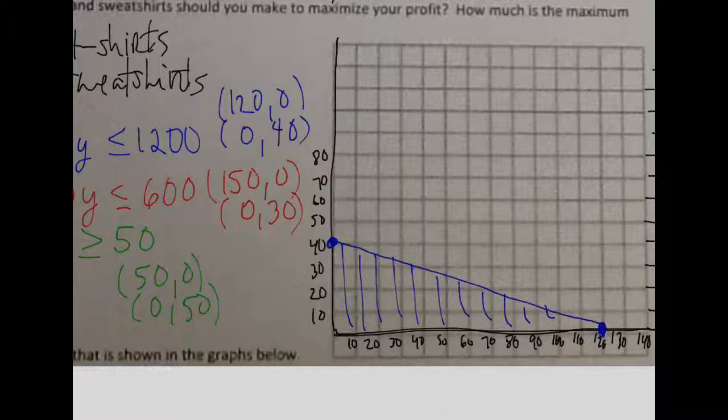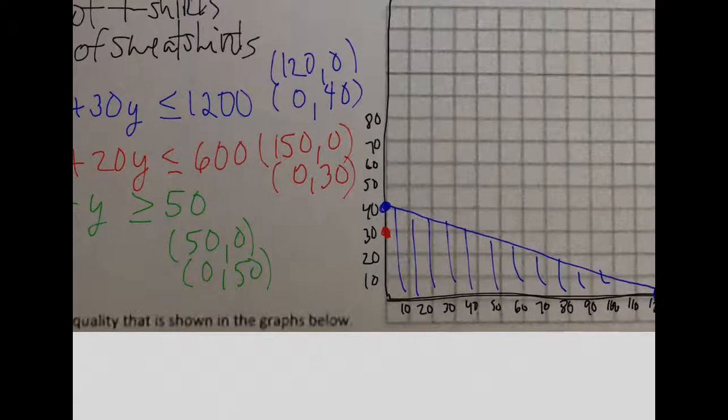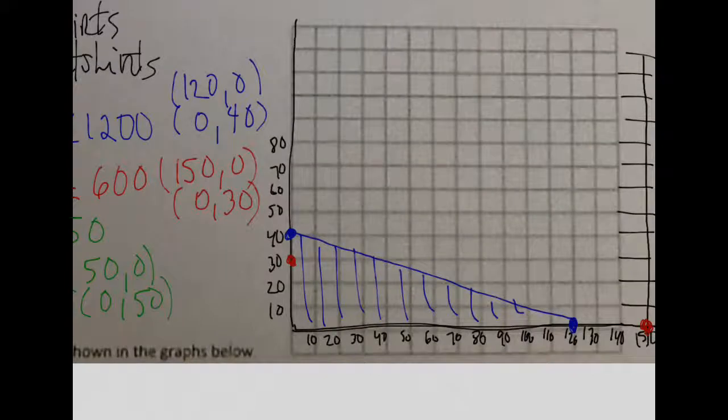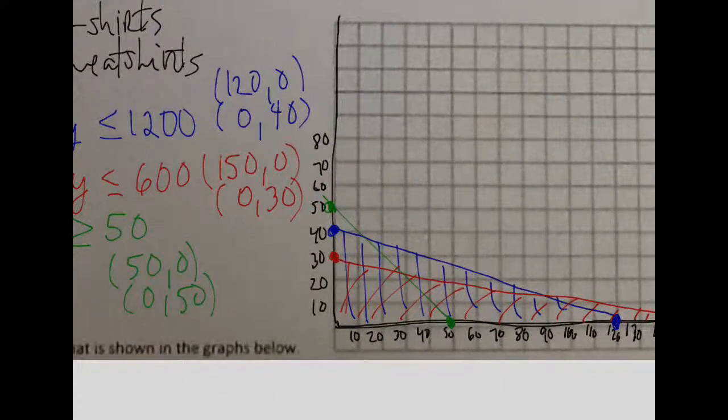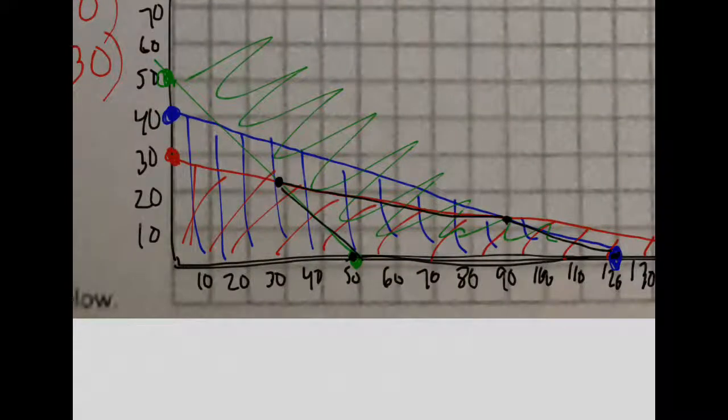Next one, which is in the red, 150. Over here, 0, 30 is over here. That one's also solid. Okay, and the last one in the green is 50, 0 and 0, 50. Again, solid, and that one's shaded above. Let's see, it looks like it forms a four-sided polygon, so I'm going to connect it. Okay, so there I outlined it in black.